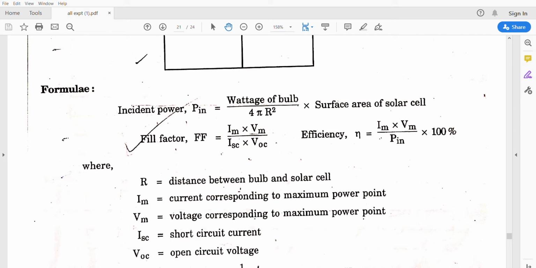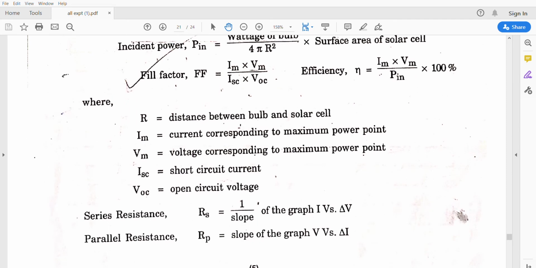And the fill factor. Fill factor has a particular formula. This formula is Im into Vm upon Isc into Voc. Im is the maximum current, Vm is the maximum voltage, Isc is the short circuit current, Voc is the open circuit voltage. The fill factor is nothing but Im into Vm upon Isc into Voc. R is the distance between the bulb and the solar cell. Here we can calculate all these parameters from the graph and circuit diagram. Im is the current corresponding to the maximum power point. Vm is the voltage corresponding to the maximum power point. Isc is the short circuit current and Voc is the open circuit voltage.